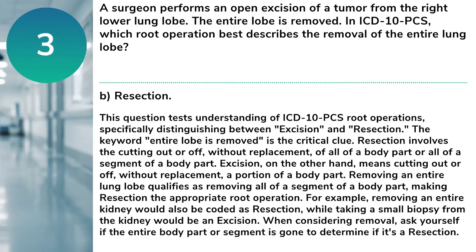the appropriate root operation. For example, removing an entire kidney would also be coded as resection, while taking a small biopsy from the kidney would be an excision. When considering removal, ask yourself if the entire body part or segment is gone to determine if it's a resection.